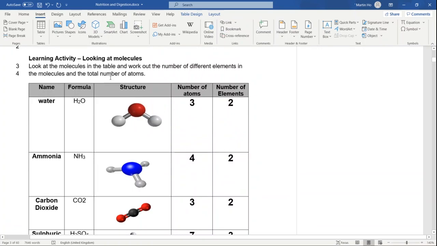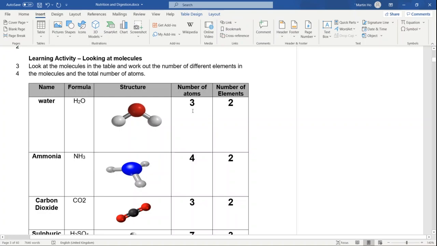In this learning activity, we're going to look at molecules in the table and work out the number of different elements in the molecules and the total number of atoms. And there's two ways to do this. Sometimes you'll be given an image in which it's very easy to count the number of circles or spheres, and then you'll know the number of atoms. But what if you're only given a formula? Well, it's quite easy actually.